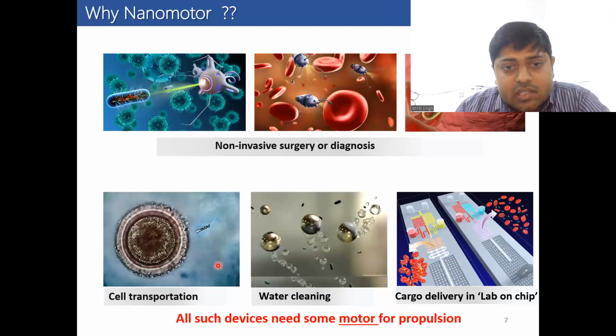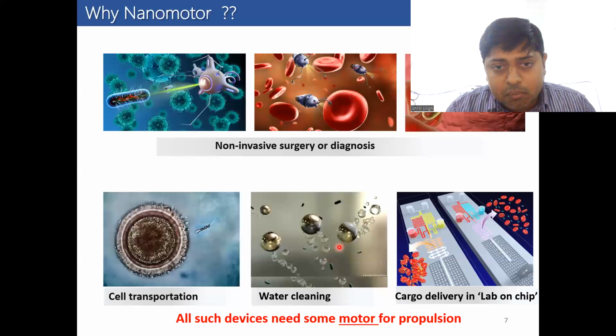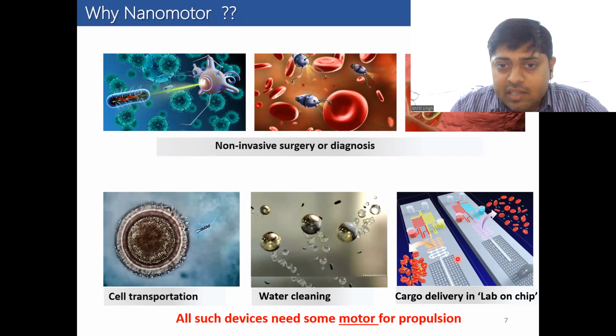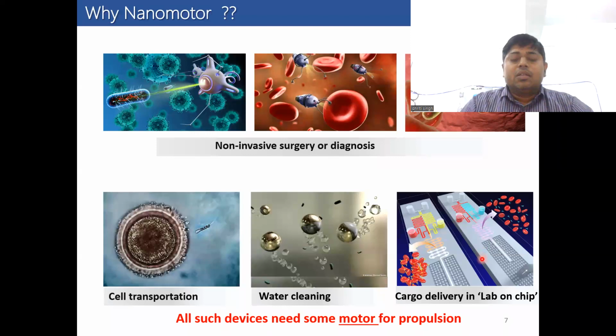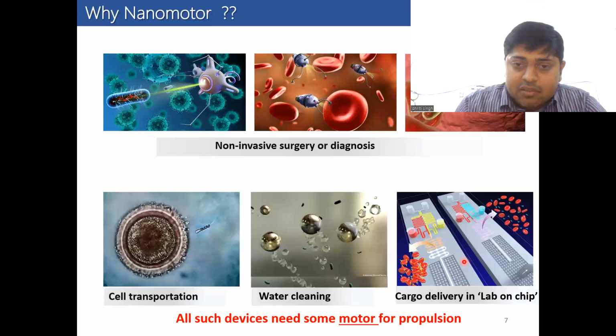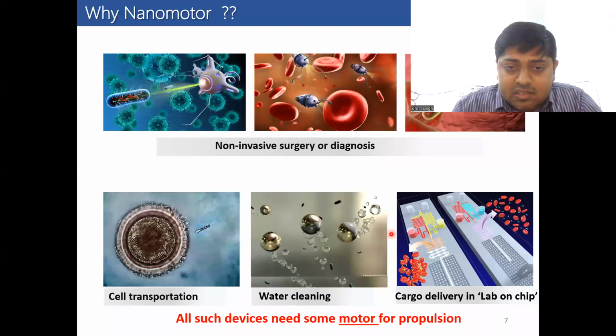They can also assist in capturing the pathogens and harmful pollutants from the water or food mediums. Similarly, lab on chip is another interesting area where these micro motors or nanomotors can help in the transport of chemical molecules or biological species, etc. So for all these applications, we are broadly talking about the nano machines or nano robots that are needed. But when we think about the design of nano robots, the first basic requirement is how we will provide them the motion.